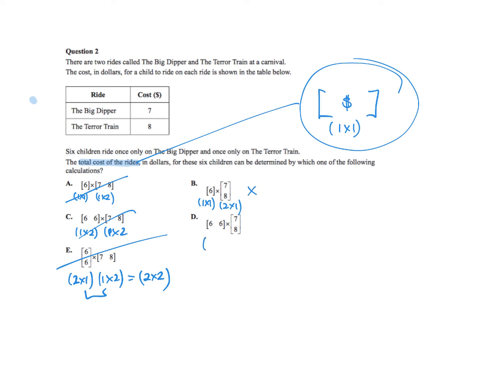No. So finally, I've got a 1 by 2 with a 2 by 1. This is defined, so it can work. And my answer will be a 1 by 1. I don't even have to work it out because it was the only answer anyway.